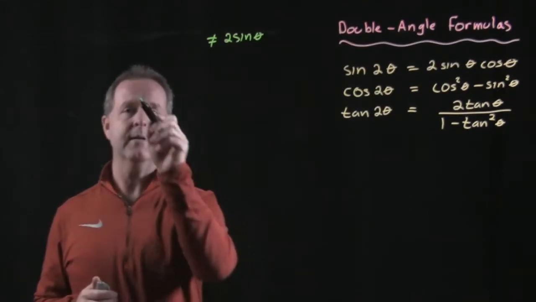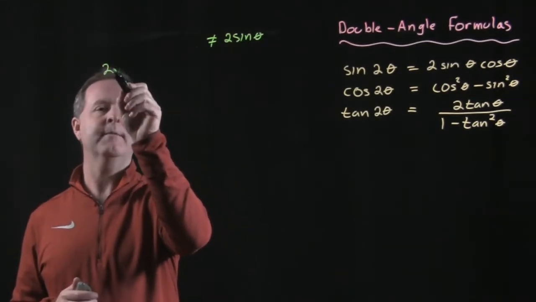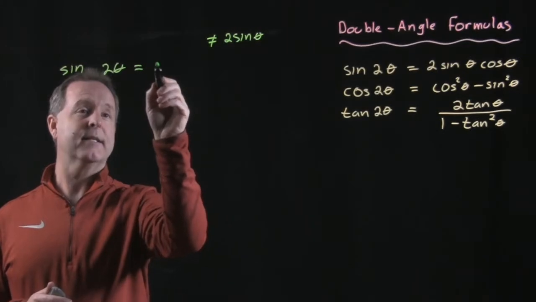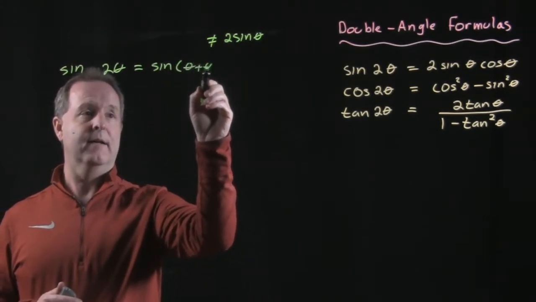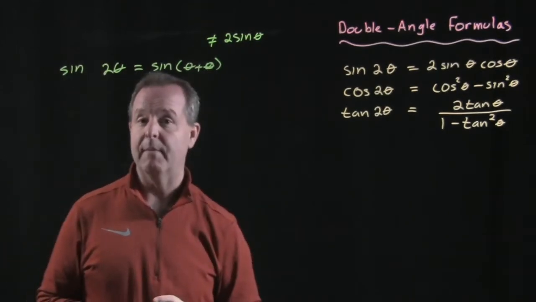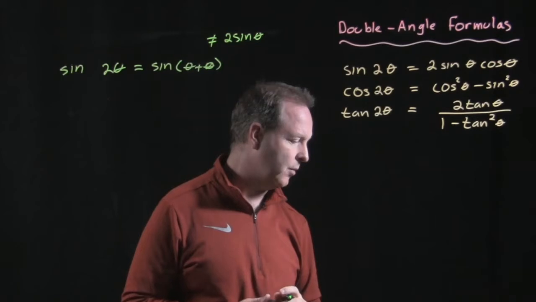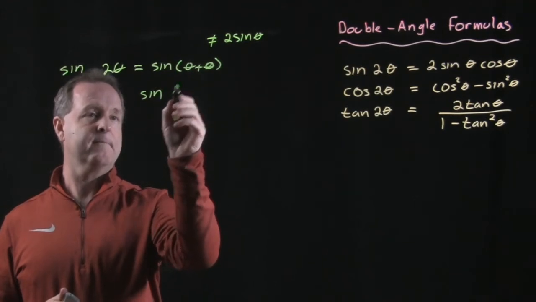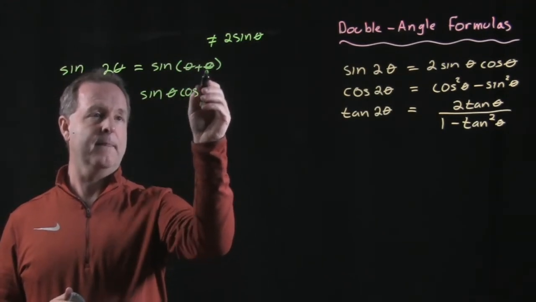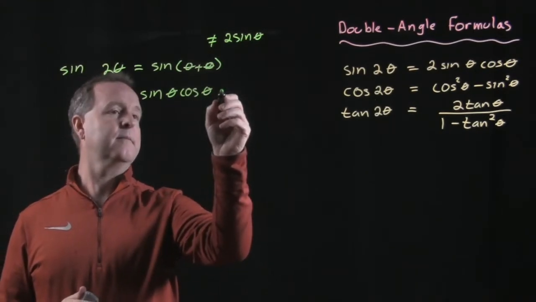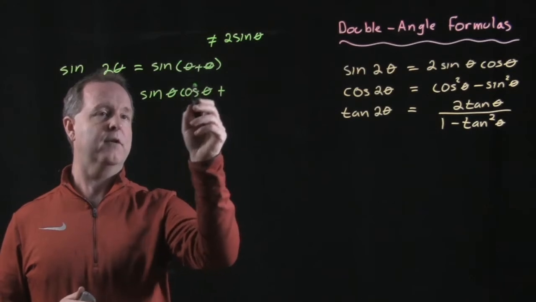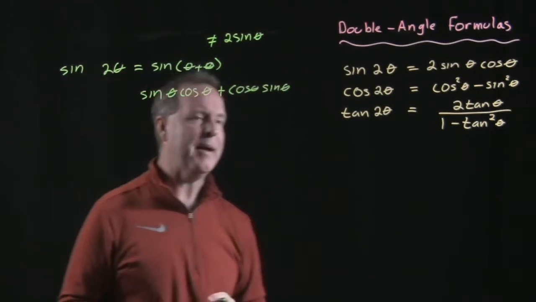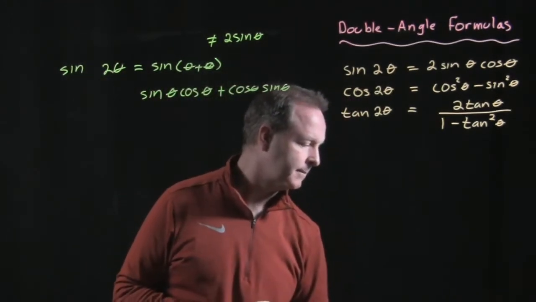All right, so sine of 2 theta. Well, what if I wrote sine of 2 theta as the sine of theta plus theta? You remember that identity? The sum formula for sines said that this would equal the sine of alpha, the first one, times the cosine of the second one, plus the cosine of the first one, and the sine of the second one. I may have read those a little bit backwards based on what we've done in the past.